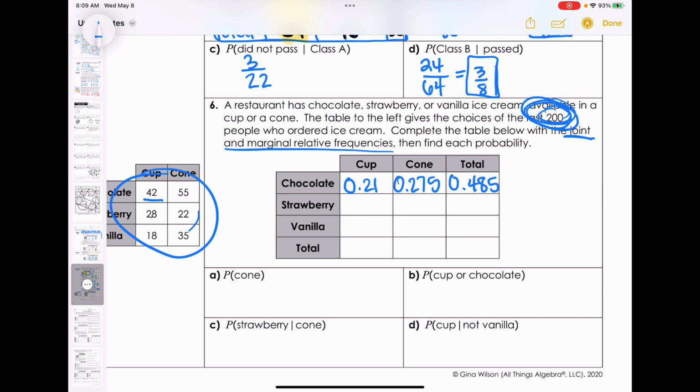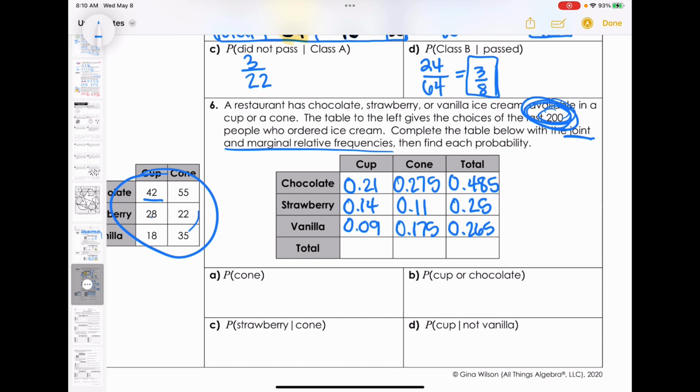All right, the next one, strawberry. So 28 divided by 200 is 0.14, 22 divided by 200 is 0.11. I add those decimals together and I get 0.25. Vanilla, 18 divided by 200 is 0.09. 35 divided by 200 is 0.175. I add those two decimals together and I get 0.265.